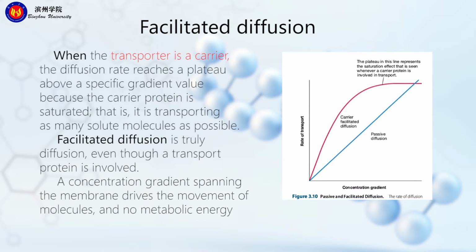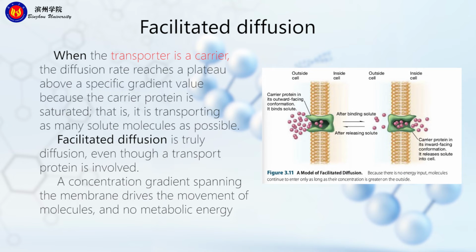Facilitated diffusion is truly diffusion, even though a transport protein is involved. A concentration gradient spanning the membrane drives the movement of molecules, and no metabolic energy input is required. See this picture? It is a model of facilitated diffusion. You can see the carrier.